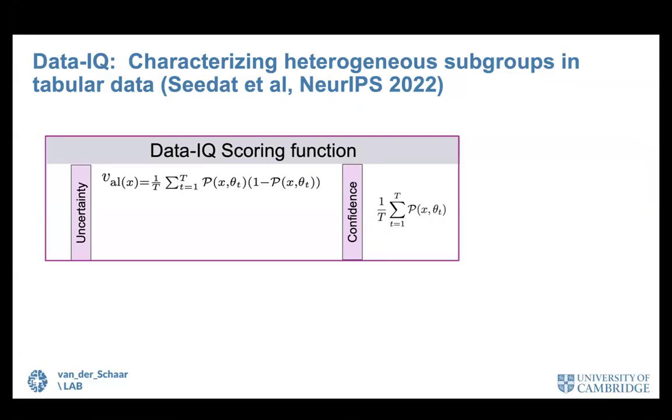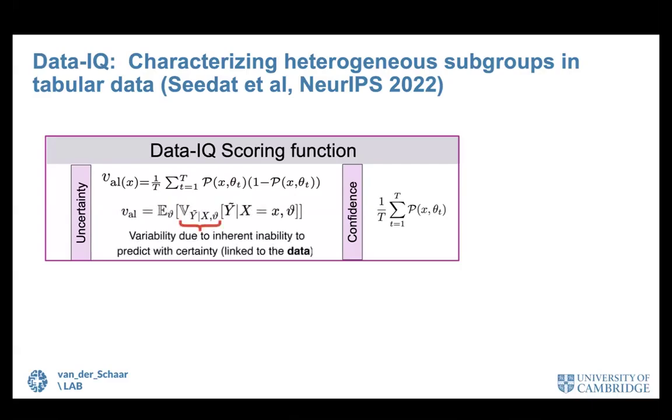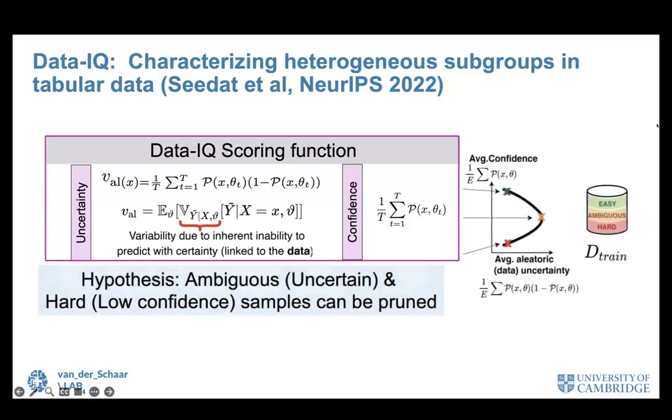So it computes a two-dimensional scoring function, or S of x. The first is a scoring function trying to compute the inherent aleatoric uncertainty in the data. So this is your inherent inability to predict with certainty linked to the data. This is not the uncertainty where if I just threw more samples at it, I'd get better. This is actually the inherent uncertainty in the actual data sample itself, and the confidence. And it then gets projected onto this two-dimensional map where we've got average aleatoric uncertainty and average confidence.